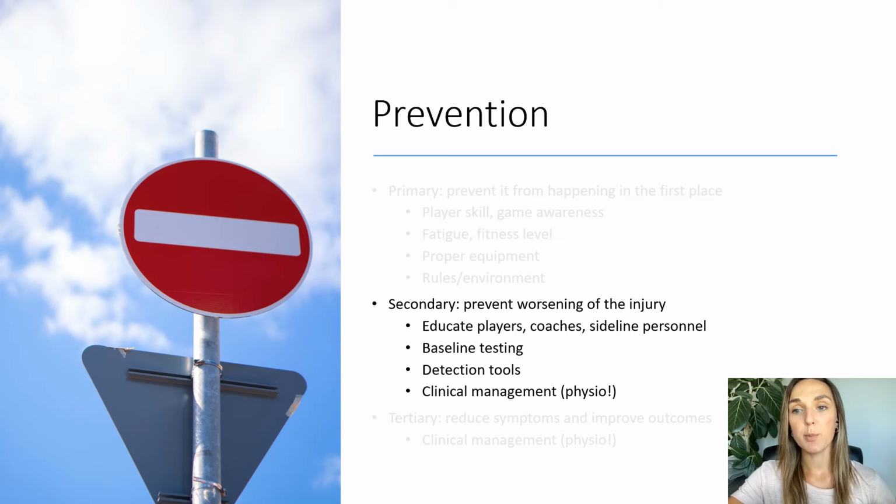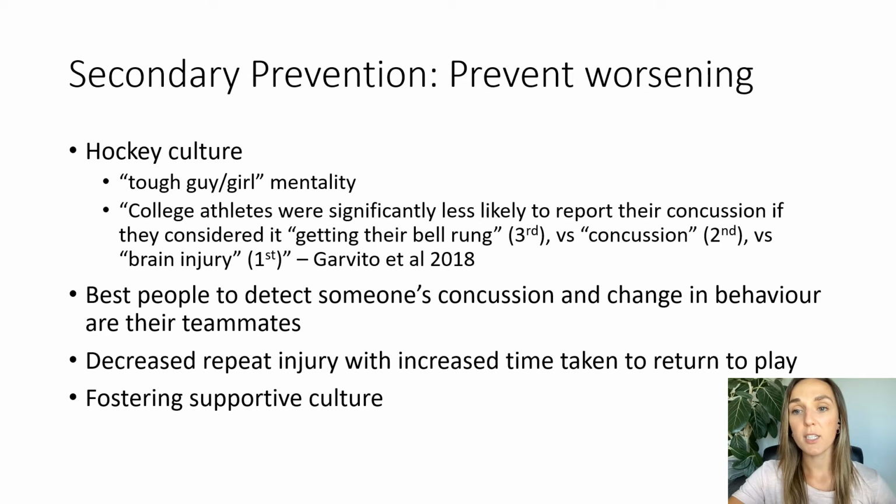Secondary prevention is preventing the worsening of a concussion. This comes from educating everyone involved in the game, conducting baseline testing, appropriately using detection tools, and clinically managing the concussion by seeing a healthcare professional, such as a concussion-trained physiotherapist. Some concussions are difficult to prevent from occurring in the first place. Therefore, understanding how to prevent the worsening of a concussion is a crucial component of concussion education.